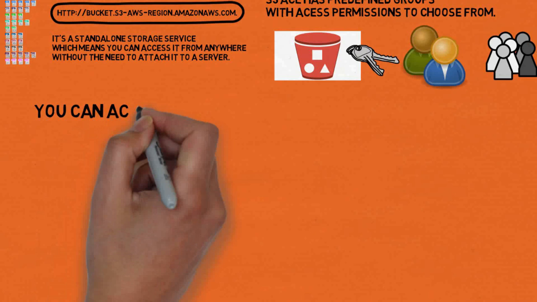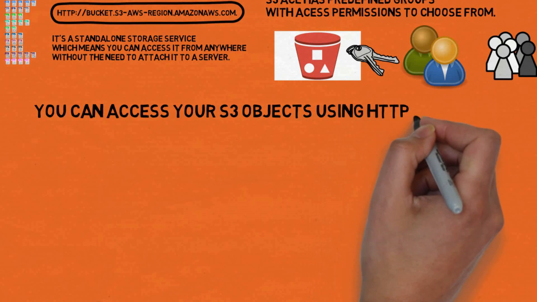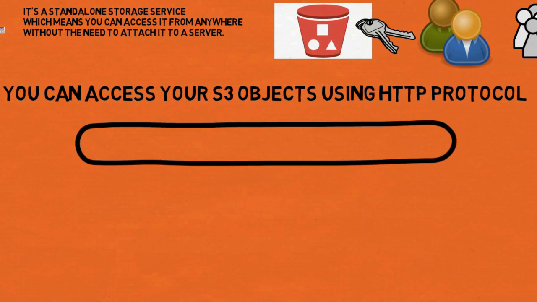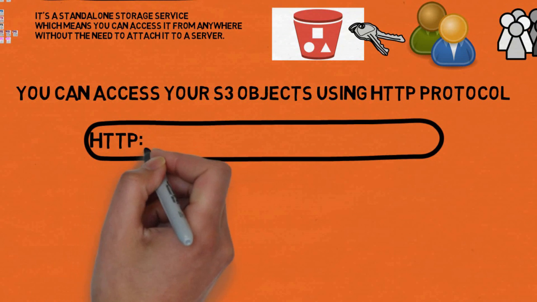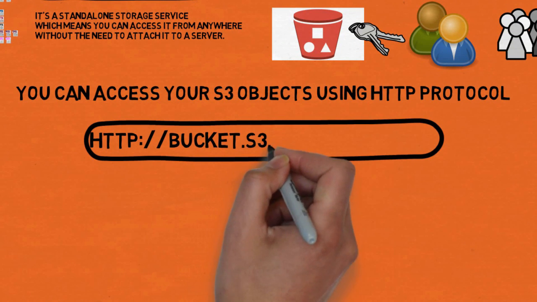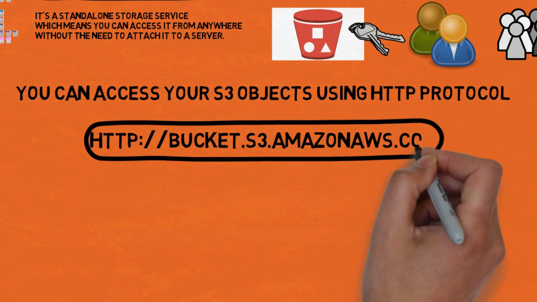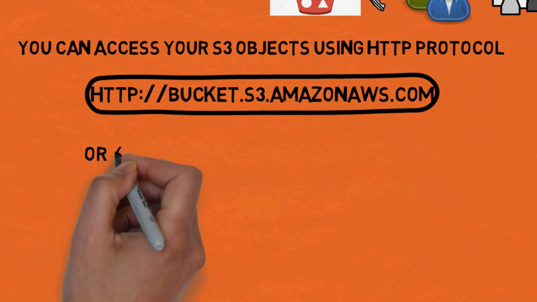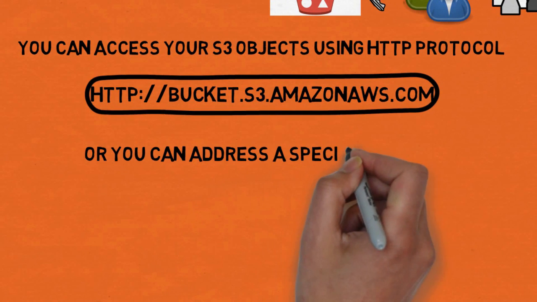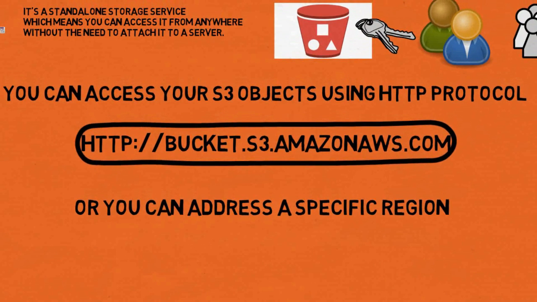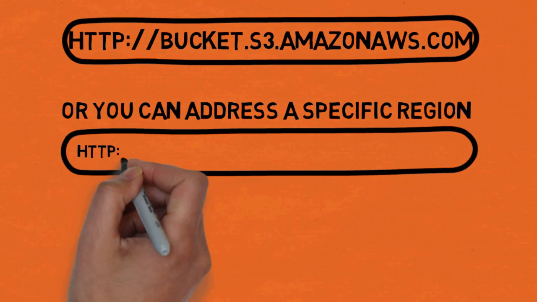You can access your S3 object using the HTTP protocol. So it will be HTTP, then the bucket name, and then s3.amazonaws.com. Or you can address a specific region by adding the name of the region before amazonaws.com.